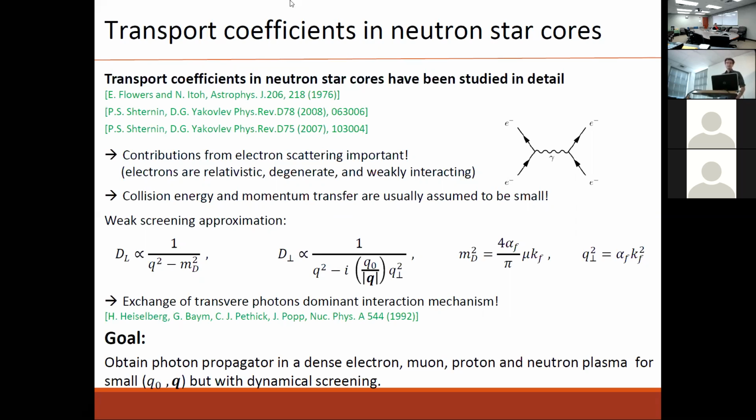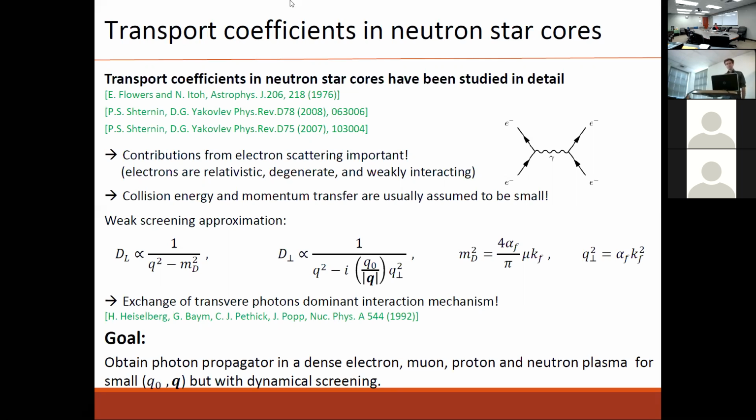As a matter of fact, it was figured out by Heiselberg, Pethick, and Baym et al. that the exchange of transverse photons is actually the dominant mechanism for electrons to scatter. So when you are in a dense plasma, electrons are not scattering by the exchange of a standard photon. The photon gets a lot of medium correction, so electrons are actually scattering by the exchange of plasmons. And it was figured out that for relativistic interactions, it is actually the transverse photon that dominates. So that's a very strong argument why people should be interested in dynamic screening effects, because that's basically the only kind of screening we have for those interactions.